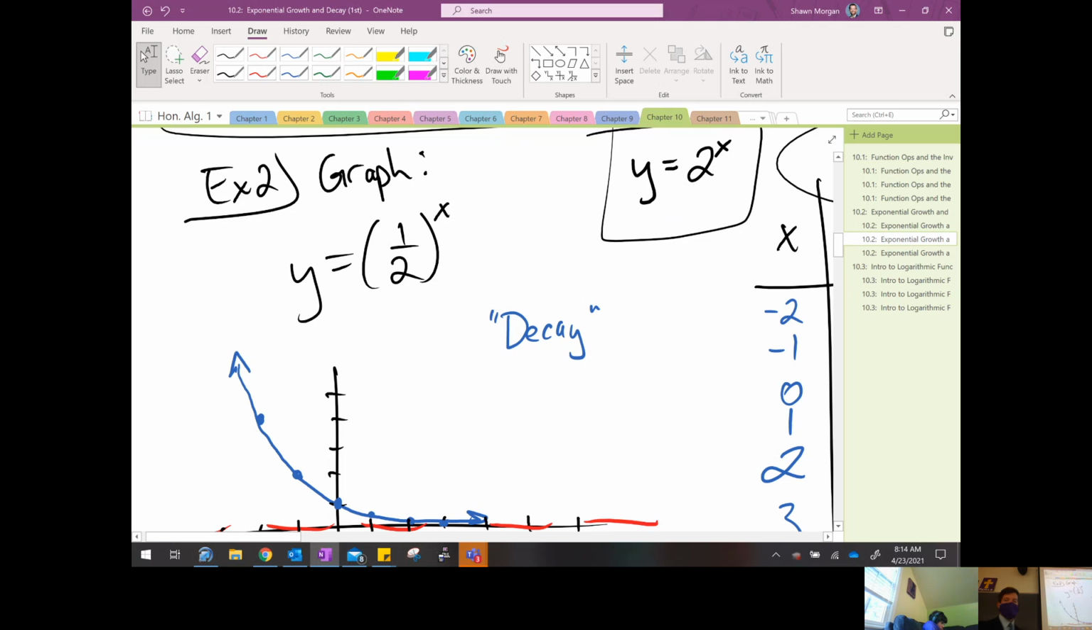All right, so if the base is negative, what I was going to say is that's what we refer to as a discrete graph. It bounces around all over the place.